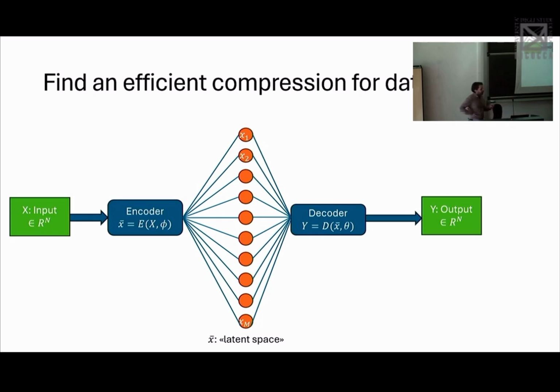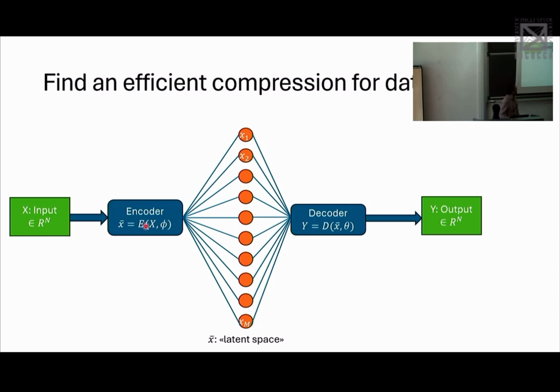The autoencoder by itself is a tool to find an efficient compression of data. So what you have is an input, X, which lies in some space of dimensionality n. Like if you have images of 512 times 512 pixels, the dimension will be, well, let's say 1024 times 1024, so 1 million. Then you have an encoder, which, the way that I've written it, can be anything.